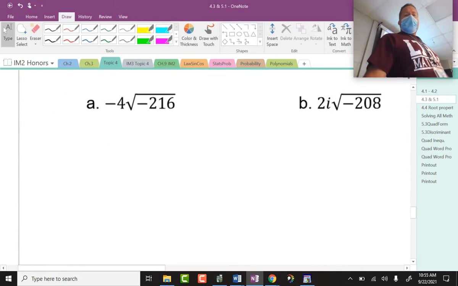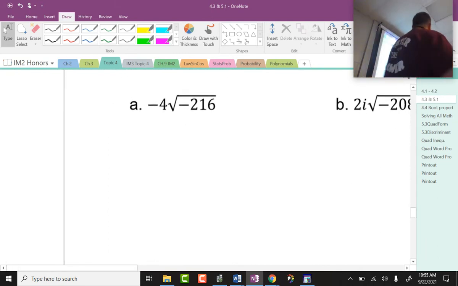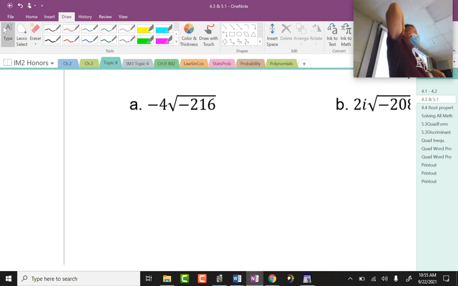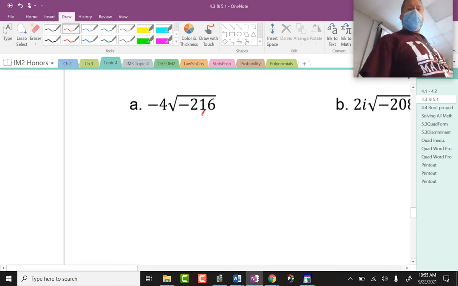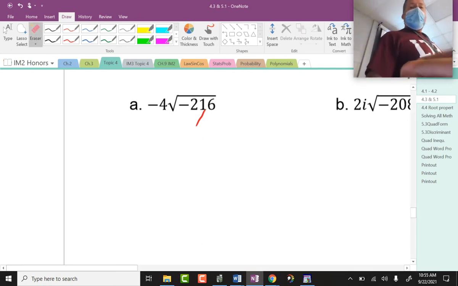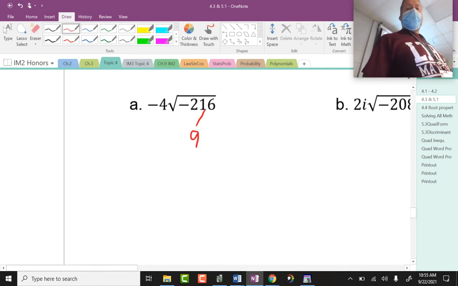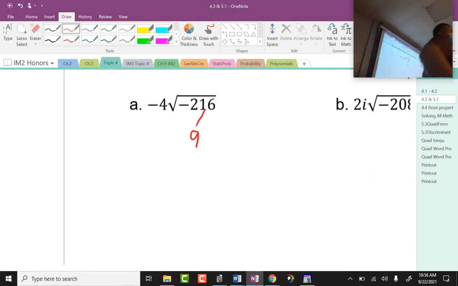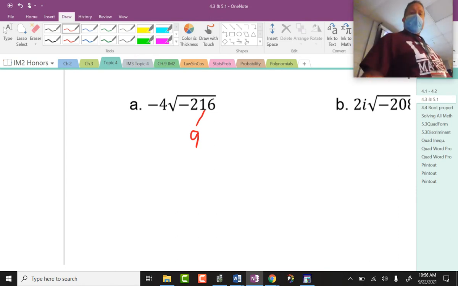Okay, four more, and they don't take too long. I got a negative 4 on the outside, and I got a negative on the inside. Those negatives don't mesh. How did I get 216? Because 6 plus 1 is 7, 6 plus 2 is 8, so 9 goes into this. I'm doing it again. How many times do I have 9 going into something? 9 times 20 is 180. Hmm, it looks like people are packing up. All right, 24. Nice. 9 times 24.